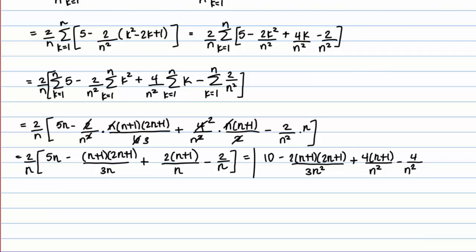Kind of like I was doing, just check yourself as you go along and look back and make sure that you caught all the pieces. But this is the area for any value of n. So if you take this and you plug in 4, if we did it right, you should get what we got for 4 rectangles before. And if you plug in 400, same thing, you should get what we got for 400 before. So this is how you use the left-hand Riemann sum formula.